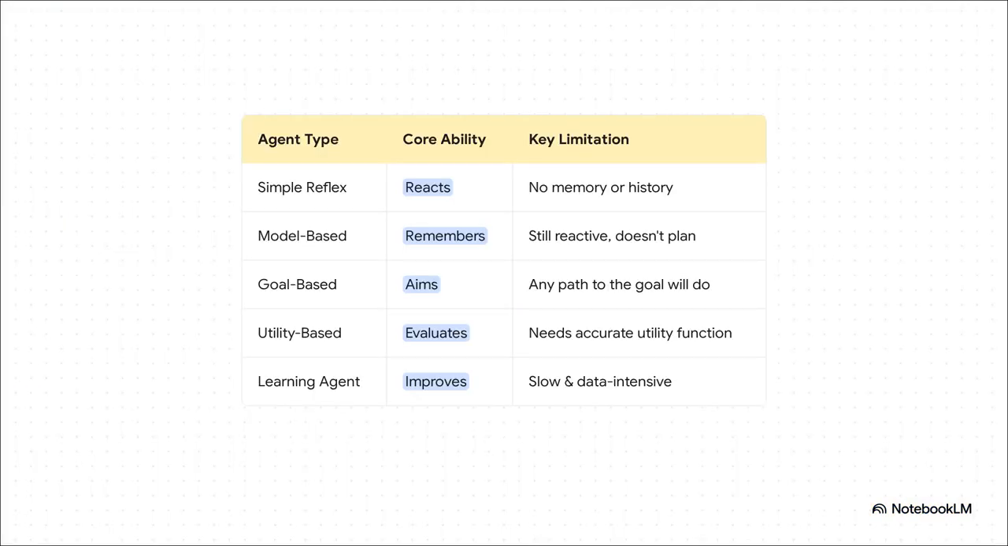Okay, let's do a quick recap of the entire journey. We started with the simple reflex agent, which only reacts, but has zero memory. Then we leveled up to the model-based agent, which remembers the past, but still can't really plan ahead. From there, we got the goal-based agent, which aims for a future goal, but honestly, any old path will do. So we upgraded to the utility-based agent, which evaluates all the paths to find the absolute best one. And finally, the big one, the learning agent, which constantly improves on its own. See? Each level directly fixes the big weakness of the one before it.